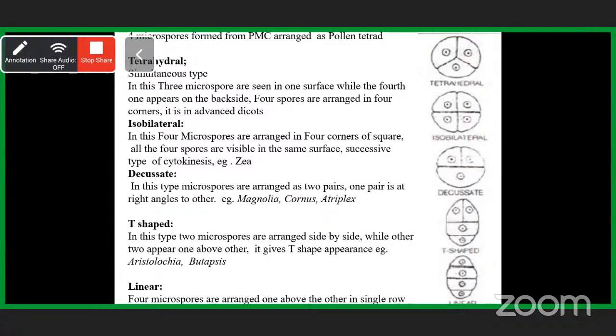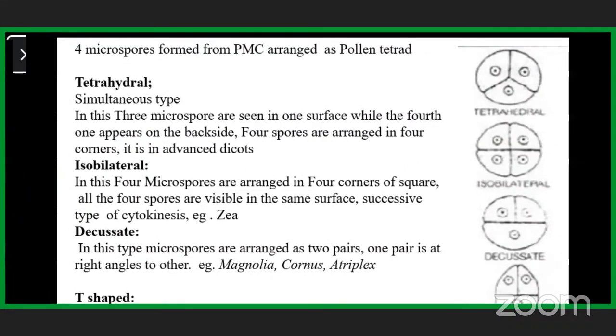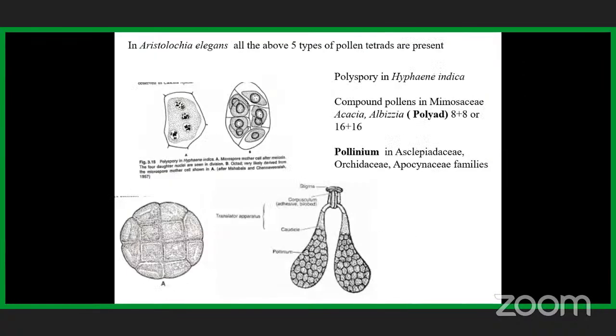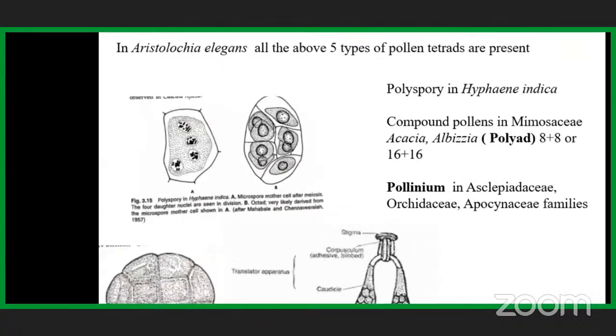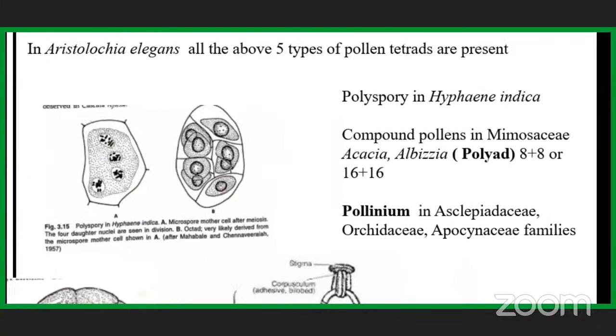And you know, all these four types will also be available in the same plant. That is very, very important. All the four types are present in a single plant. And along with that, not all the pollens are arranging in the pollen tetrad. Other types of polysporia are also there.